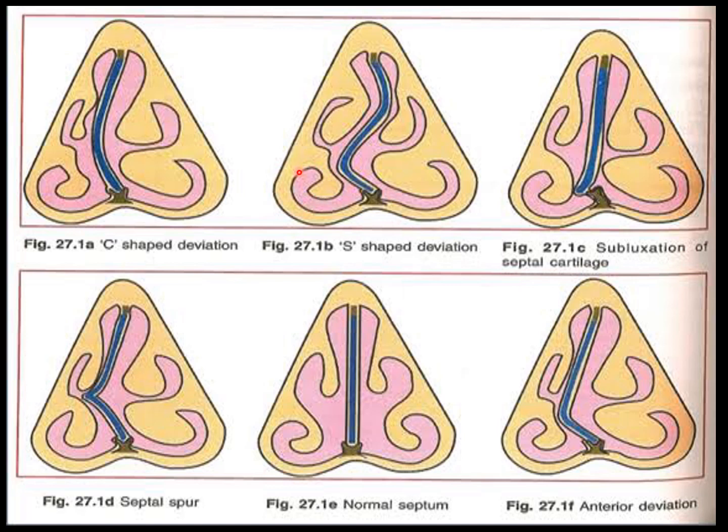Again, you may see deviation on both sides. In S-shape, there will be deviation on both sides. So, it can be in this vertical plane or the horizontal plane, antero-posterior, anteriorly and then posteriorly, like this. This is the caudal dislocation. The septum is dislocated from the maxillary crest. This is the spur, the sharp projection.